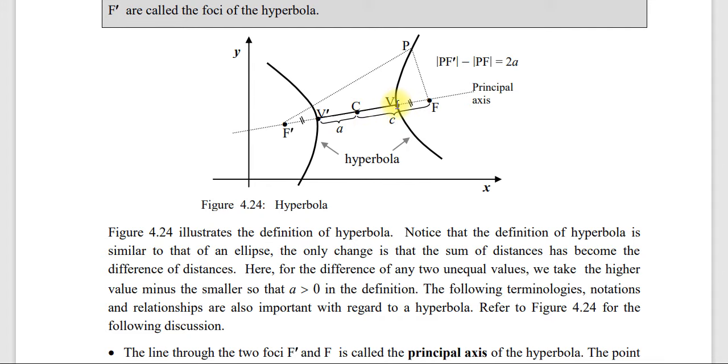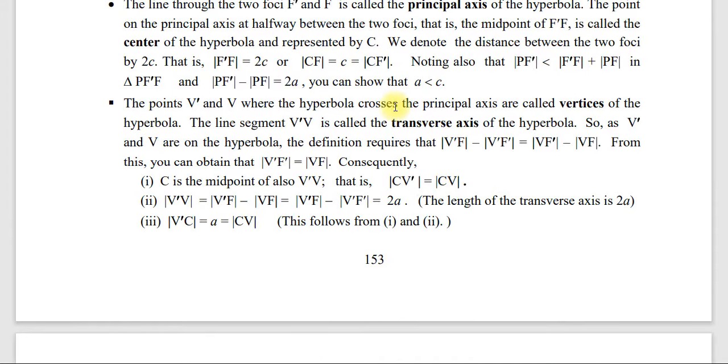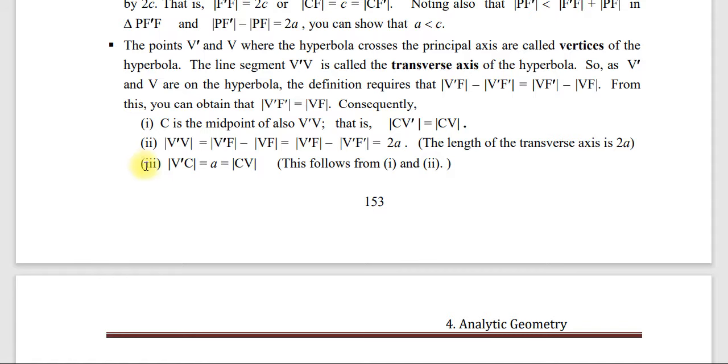And the third one is the magnitude of v prime c, which is equal to a, which is equal to the magnitude of cv.